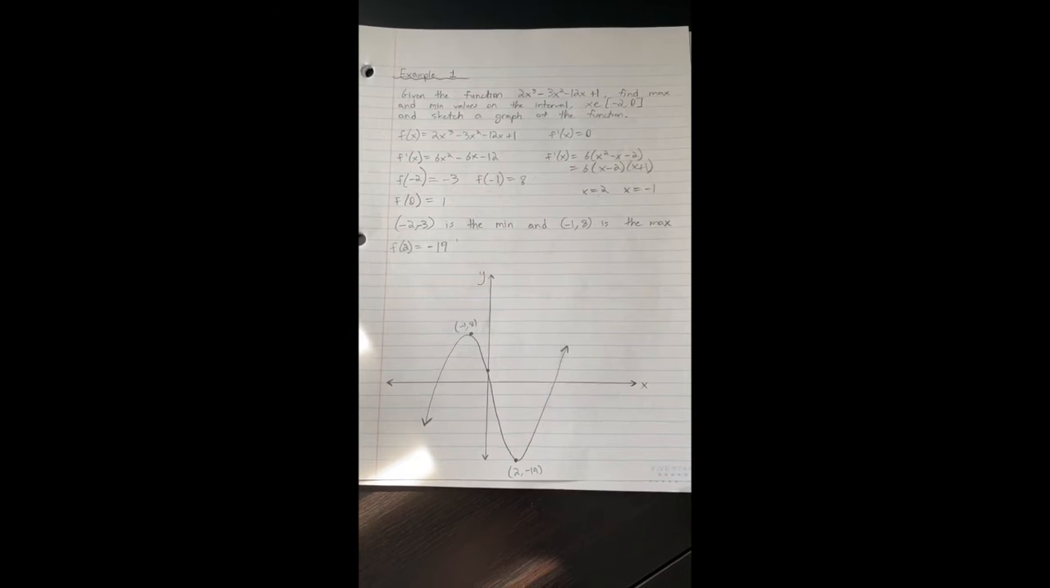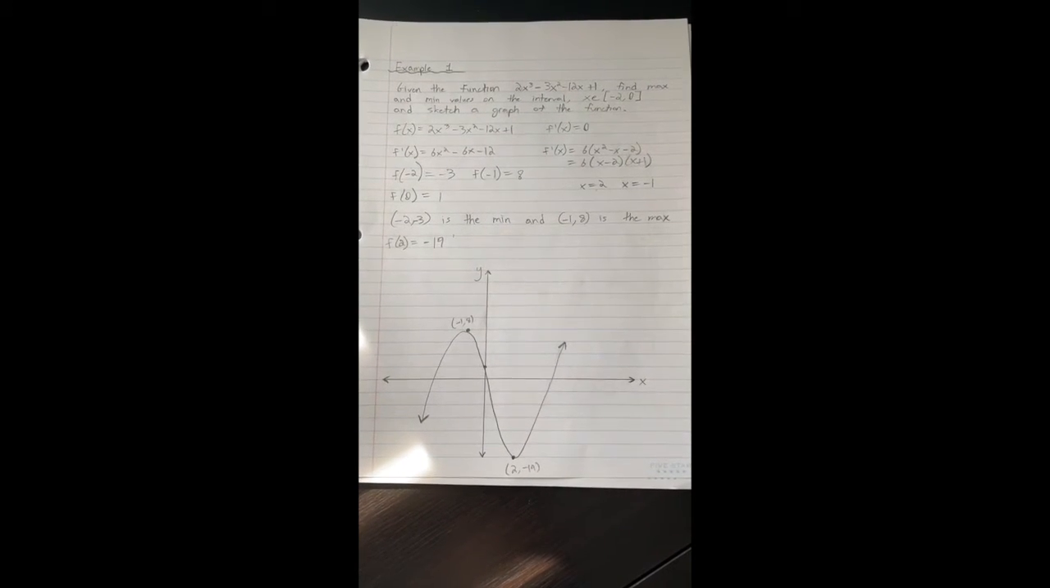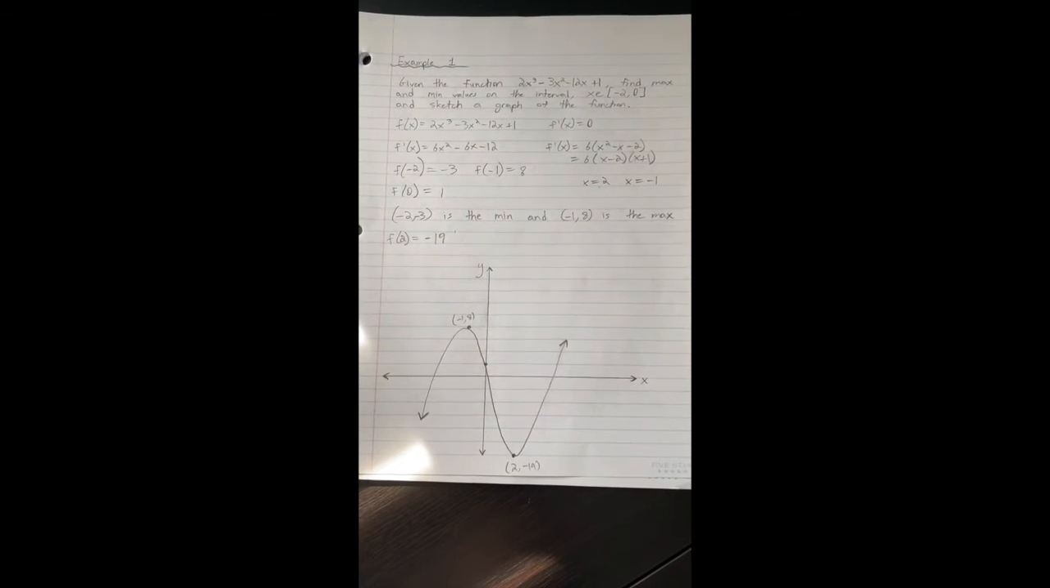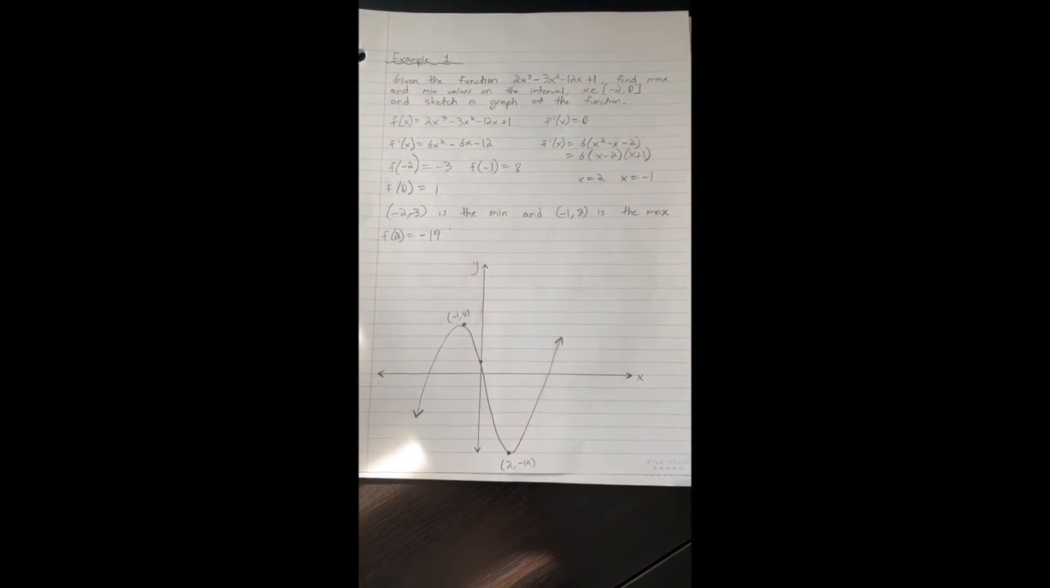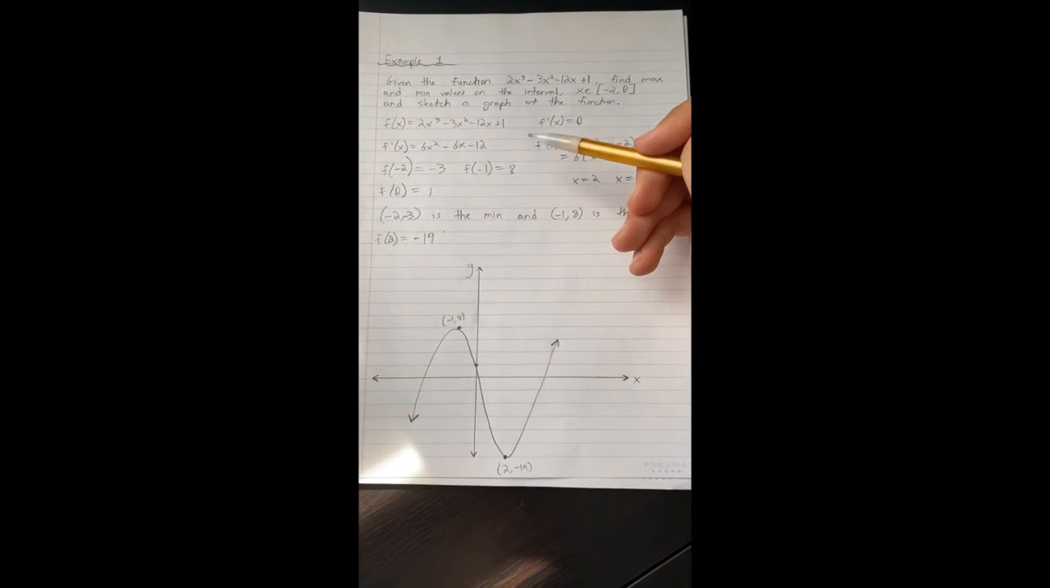Example 1 says, given the function 2x cubed minus 3x squared minus 12x plus 1, find the max and min values on the interval x is any real number from -2 to 0, and sketch a graph of the function. So f of x equals 2x cubed minus 3x squared minus 12x plus 1.